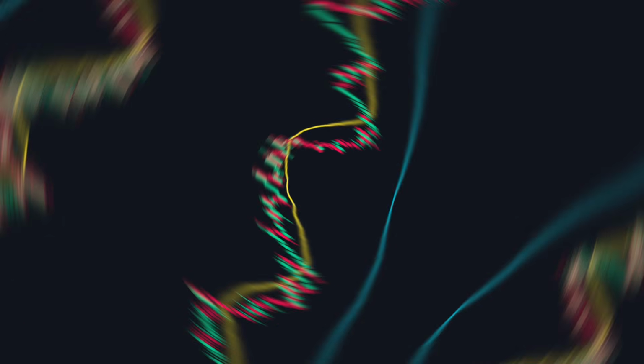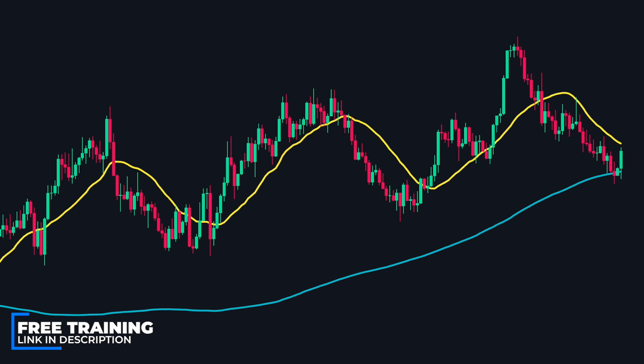Here is a simple example. On this chart, we have 2 moving averages. The yellow line is a 20 MA, and the blue line is a 200 MA. The 20 MA is a short-term moving average, so it should give us the short-term trend of the markets. Similarly, the 200 MA is a long-term moving average. Therefore, it gives us the long-term trend of the markets.